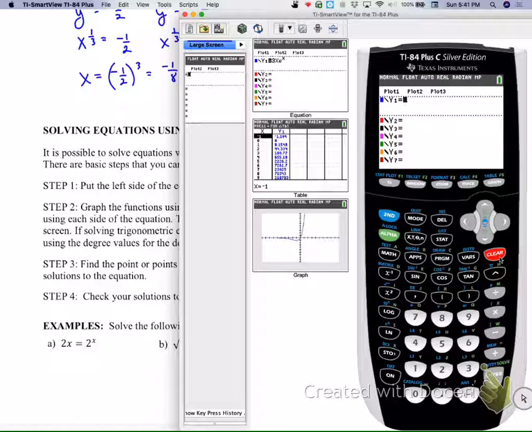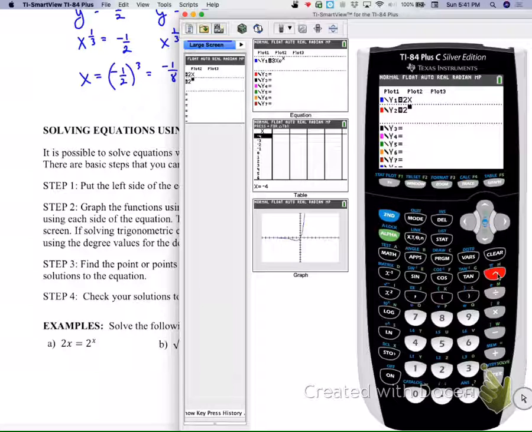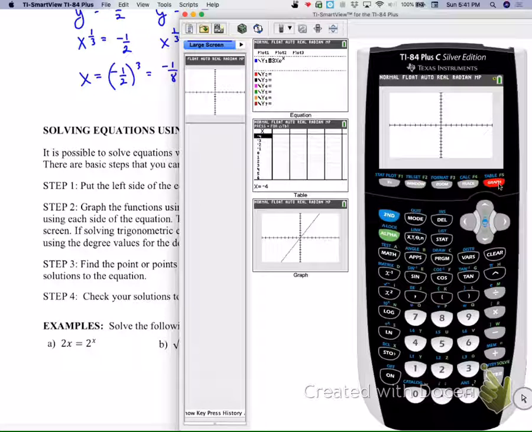So here we go. So first one here, 2x. Now 2x would be a line, okay? The next one is going to be 2 to the x power. Now that's an exponential function. My base is a number greater than 1, so this is going to be an increasing function. Okay, so here we go. There's my line. And here comes my curve.